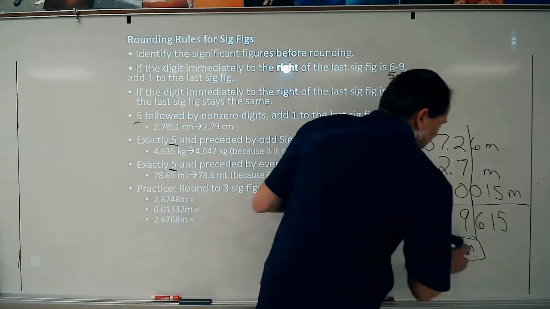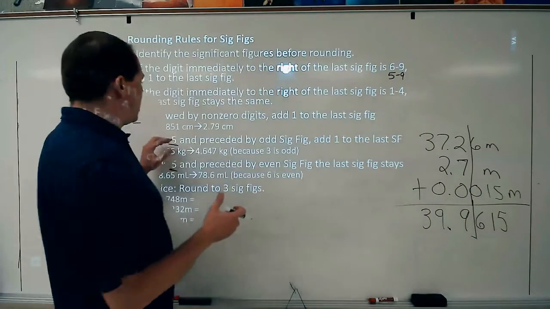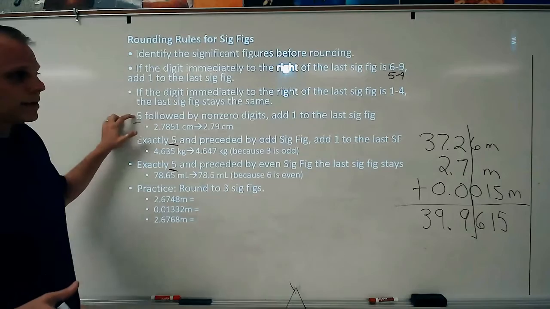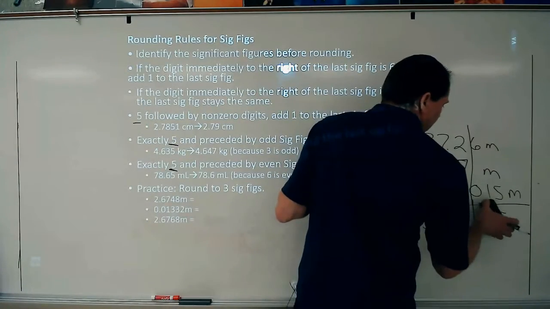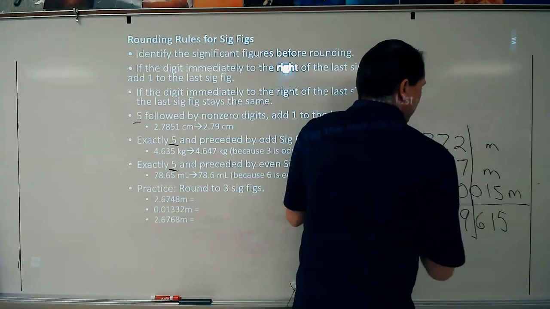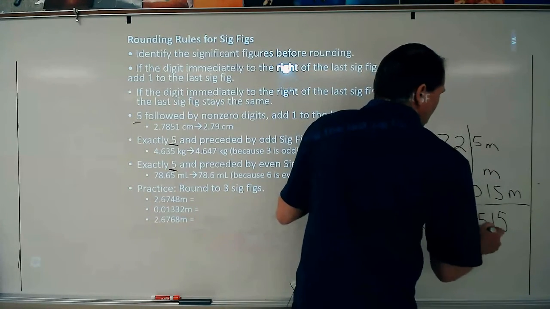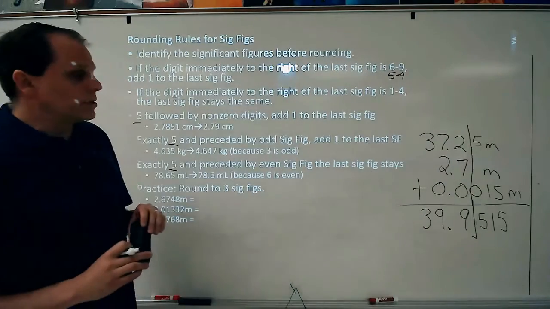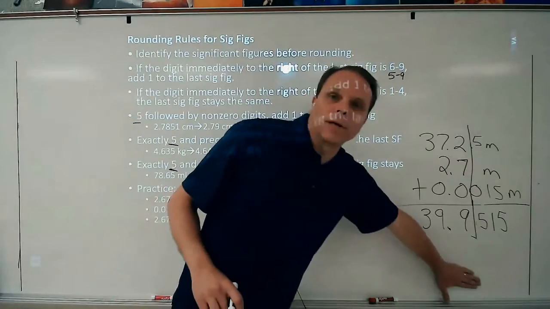But let's see what other kind of situations we might have. What if we had one of these where it was a 5 exactly, right? And it's followed by non-zero digits. So let's pretend like that was a 5 up there. And so our answer down here is a 5. Okay, now it's a 5 followed by non-zero digits. So what do I do? It says I add 1. So now it becomes 40.0.